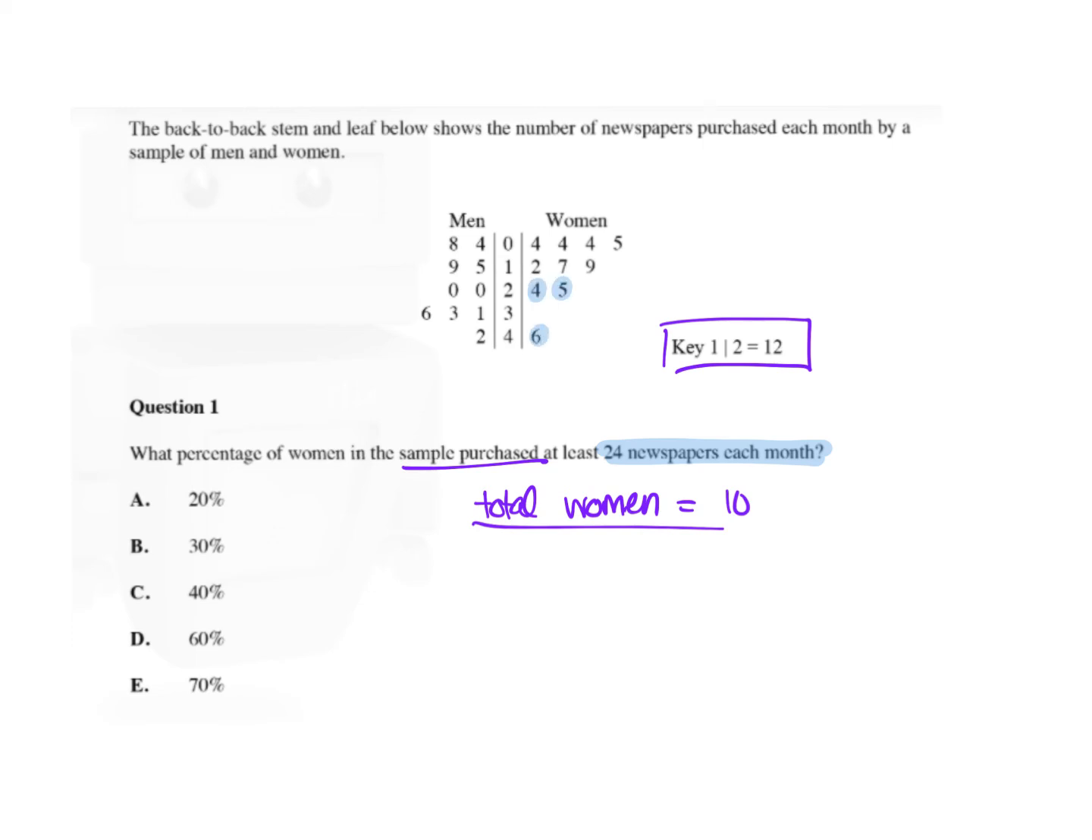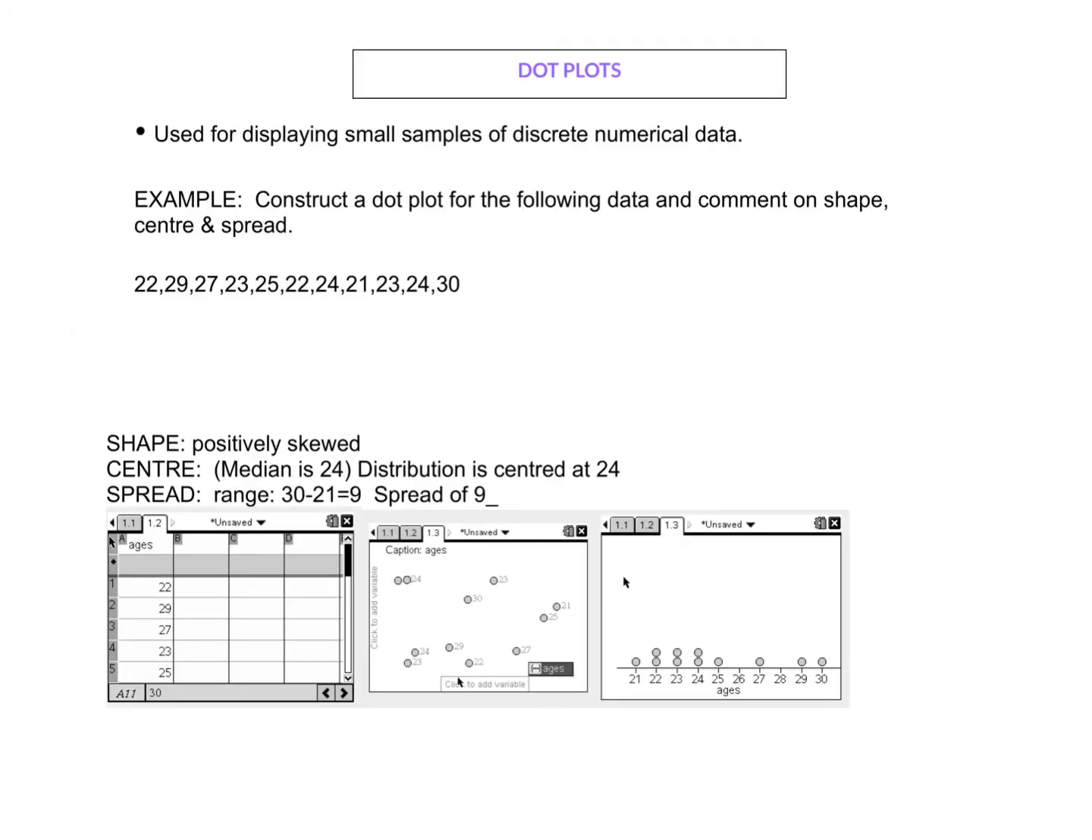And then if we look at how many did at least 24 newspapers, so 1, 2, 3. So we've got... At least include? Yes, at least. So 3 out of 10 times 100 is the 33%. So about 30%. We'll go with that. Okay. We're moving on to dot plots.